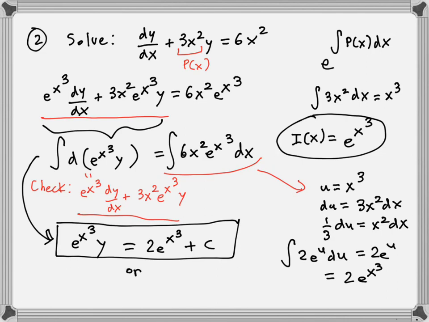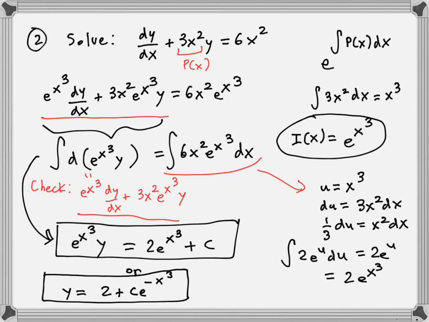Or you can actually write this in terms of solve for y. How do I solve for y? Well, if I divide everything by e to the x cubed, I get as follows: 2 plus c e to the negative x cubed. This is another way of writing the answer. Both of these ways are correct. Okay, so that was our second example. Let's go ahead and do a few more.